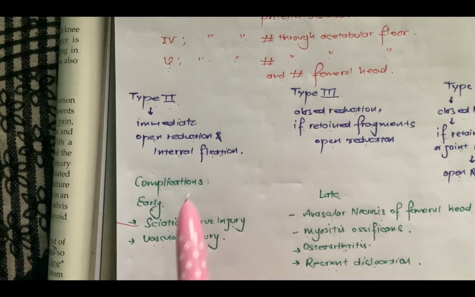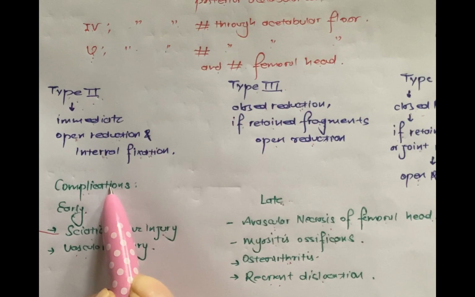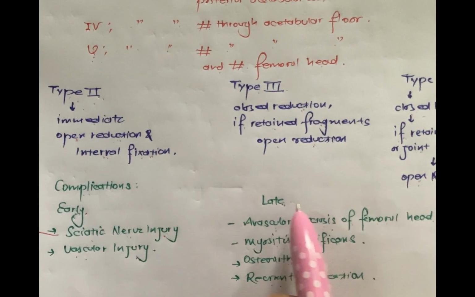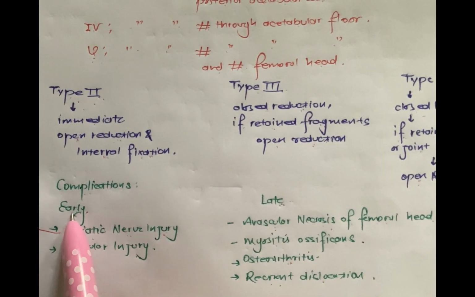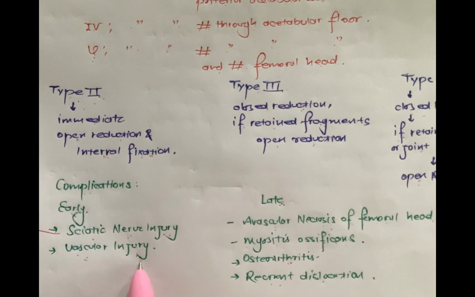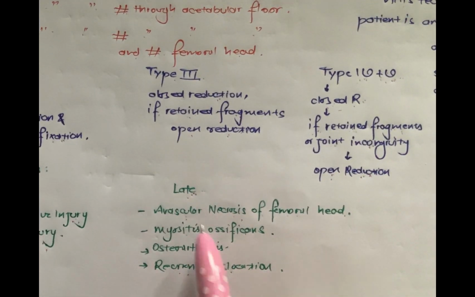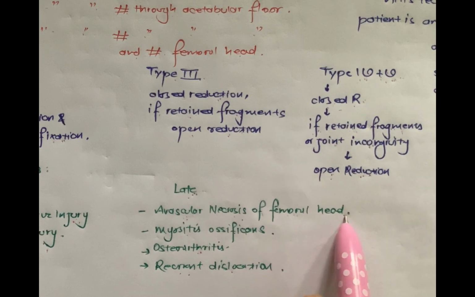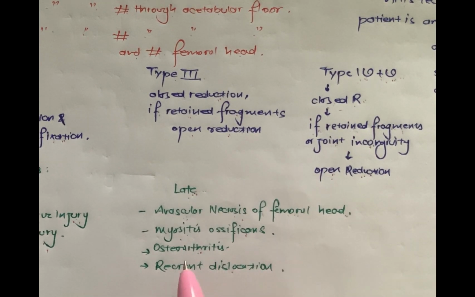And now talking about the complications, there are early complications and late complications. In early complications there are sciatic nerve injury and vascular injuries, whereas in late complications there are avascular necrosis of the femoral head, myositis ossificans, osteoarthritis and recurrent dislocation. Thank you.